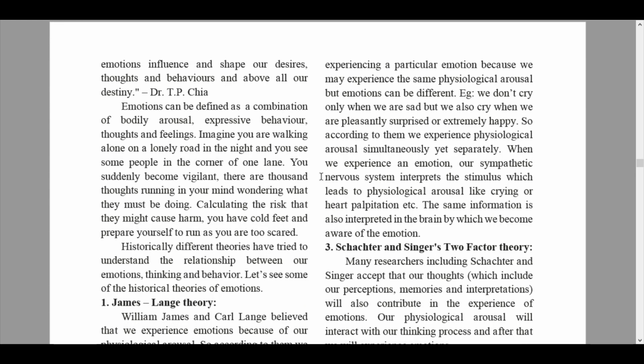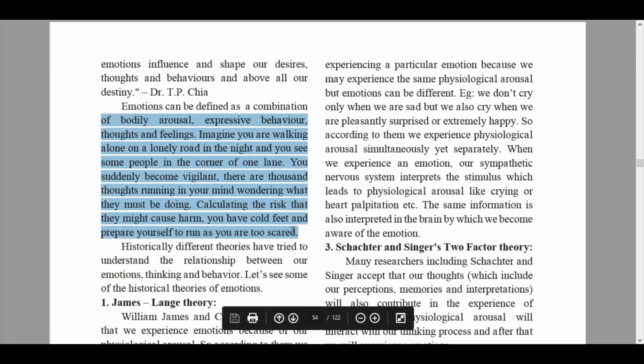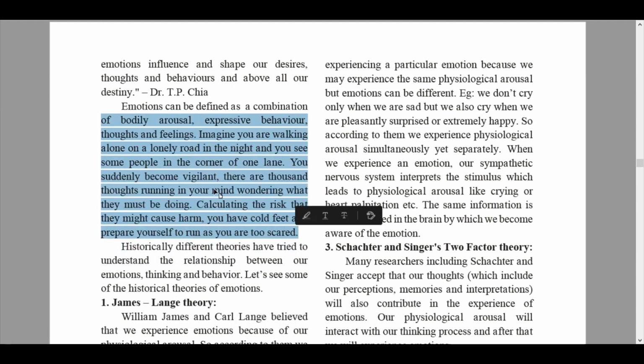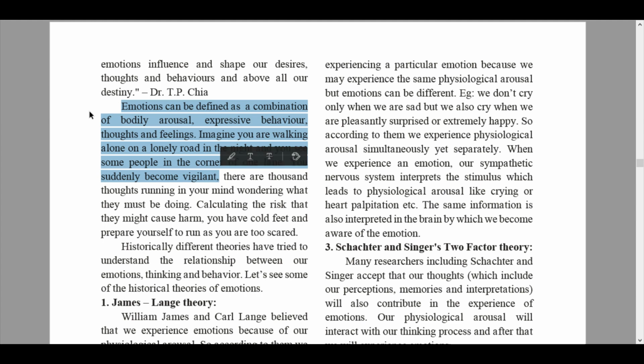Historically, different theories have tried to understand the relationship between our emotions, thinking, and behavior. Let's see some of the historical theories of emotions. So, this paragraph has given us an example of how we would react to different situations, or the simulations we will be put in. And this starting part shows us what emotion is defined as.